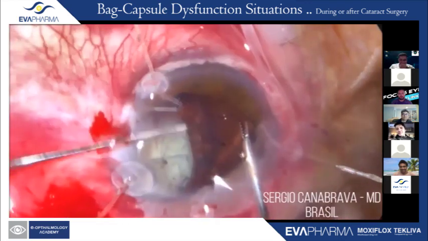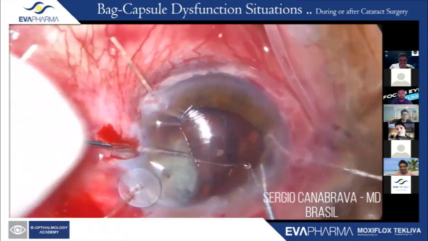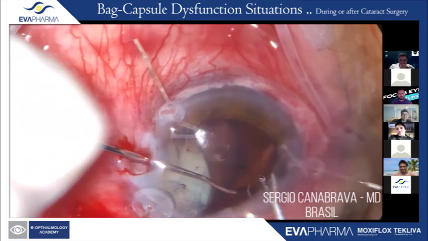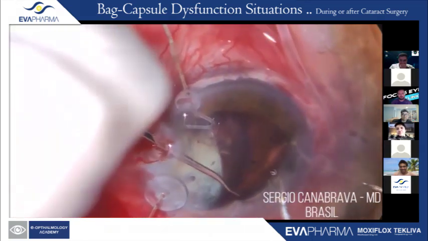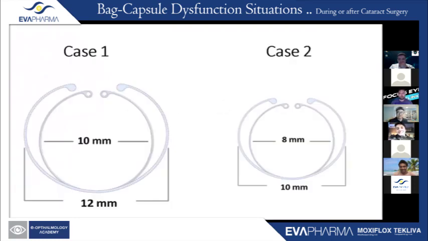No, observe. I couldn't insert the CTR inside the bag, and it was necessary to do a vitrectomy and a scleral fixation. But why? What did I learn from this first case with microspherophakia? The size of the CTR. I was using a 12.10 CTR to insert in a small crystalline with microspherophakia.